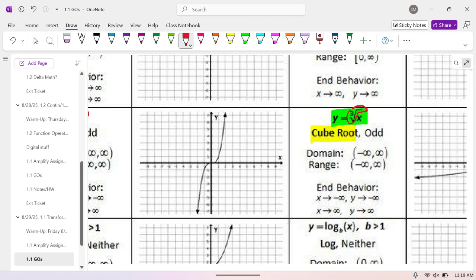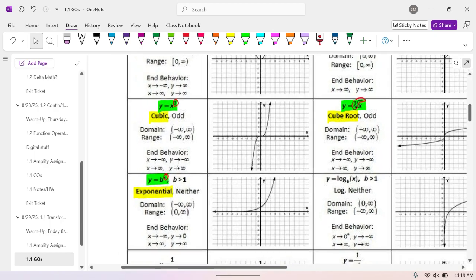All right. So that's the types of parent functions. Now let's talk about the different types of transformations. So look on the other side of your graphic organizer.